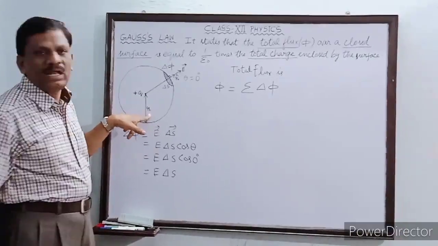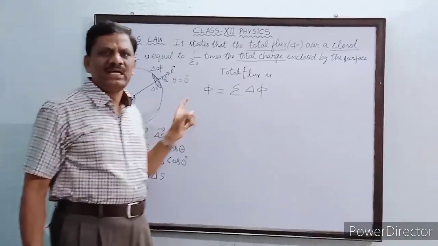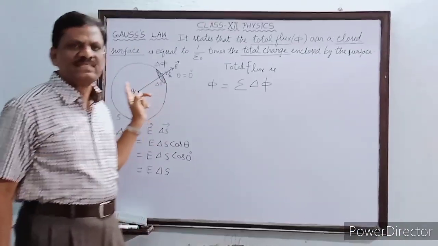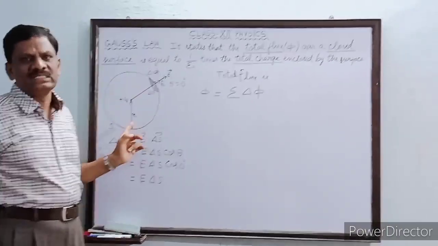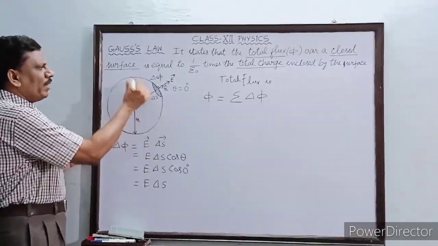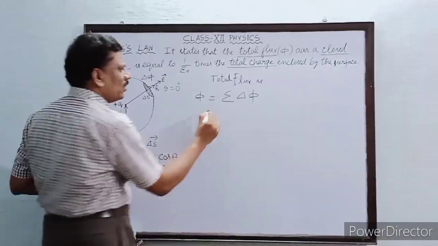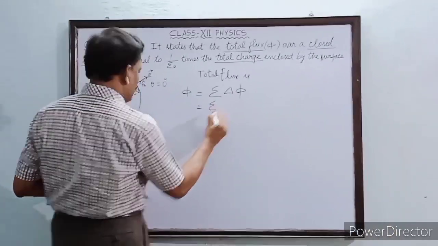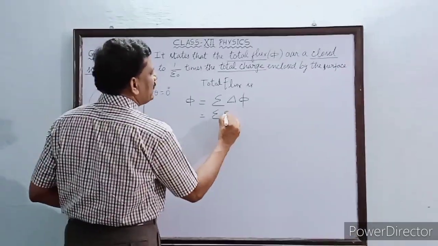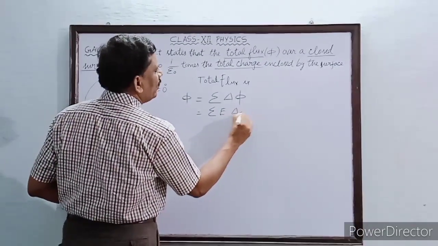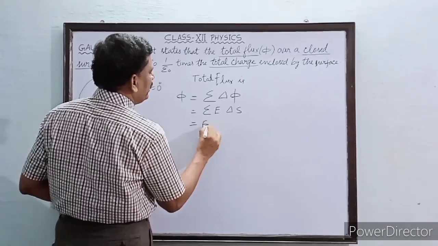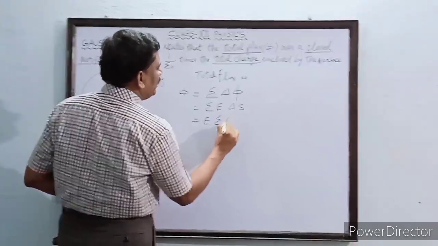That is a small r. Small r is the radius of the imaginary sphere, which I have considered around the given charge. Now, at all points, the electric field will be the same. So, I can write this as sigma E delta S, which is equal to E into sigma delta S.